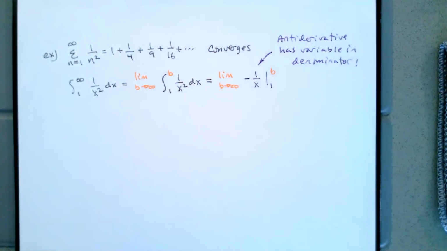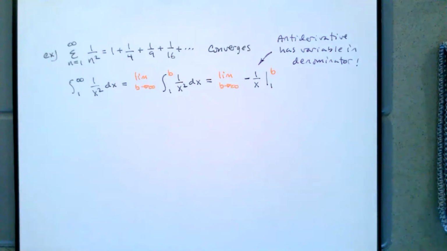The antiderivative has a variable in the denominator. That didn't happen with 1 over x. If we have 1 over x to a power less than 1, when we add 1 to the exponent, it'll end up in the numerator. But if it's 1 over x to a power more than 1, then when we add 1 to the exponent, the x is still in the denominator.